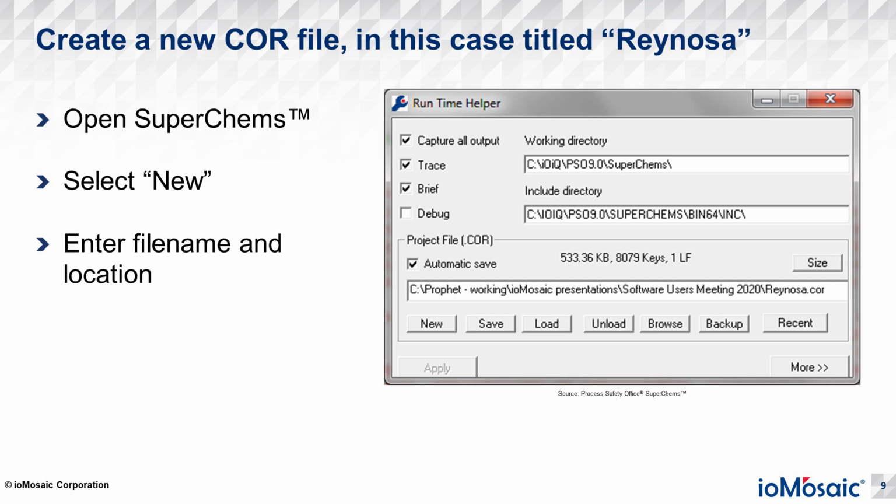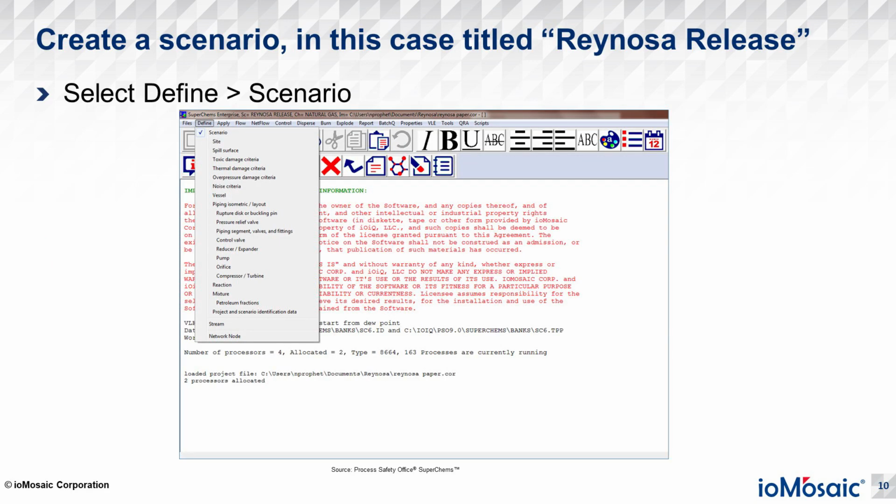Okay, so some of this is pretty basic for those of you that are familiar with SuperChems. You would open up SuperChems, select New, and create the file name. Enter the file name and location. And then what we'll do is we'll go to the Define menu and select Scenario, and we'll create a scenario. In this case, I called it Reynosa Release. But in actuality, you'd end up creating multiple scenarios with different what-if variations to it, or different weather conditions to it.